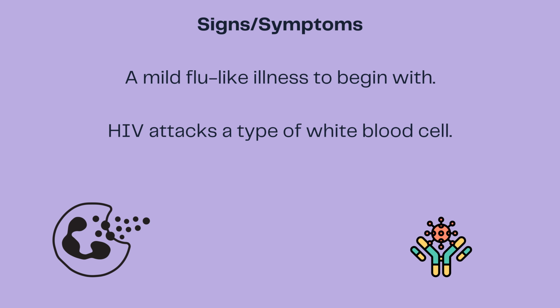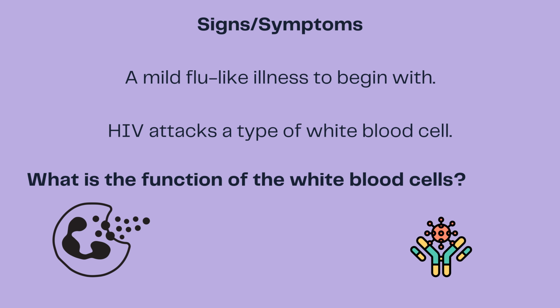Sign or symptom: a mild flu-like illness to begin with. And please note that HIV attacks our white blood cells. Do you remember the function of the white blood cells? Yes, they are responsible for killing pathogens. So if HIV attacks the white blood cells, it means that your immune system will be damaged.